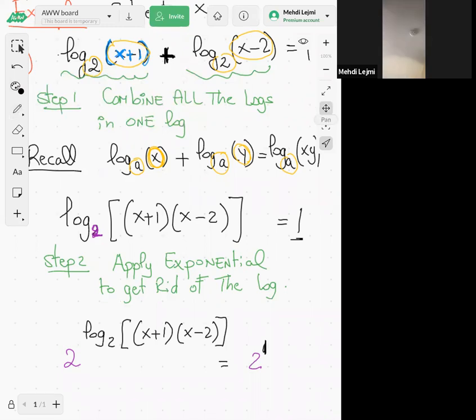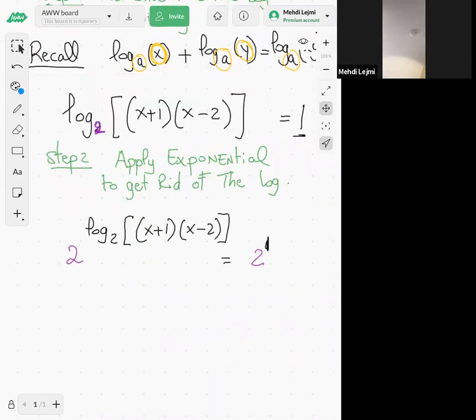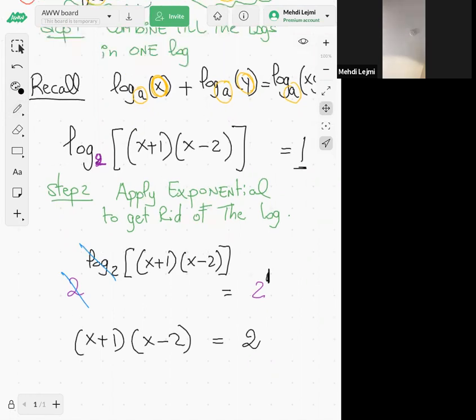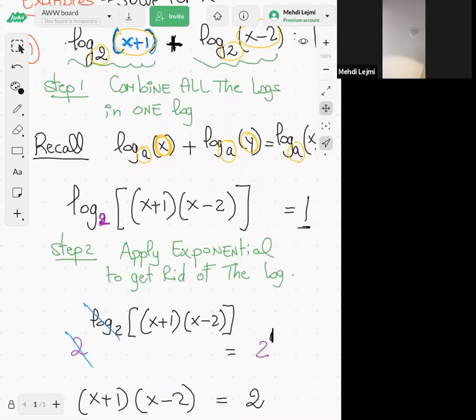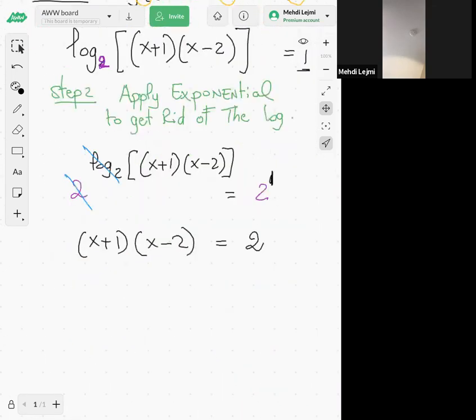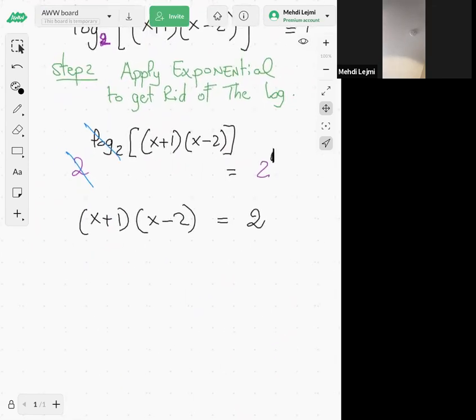Right? So then my log and my exponential, same base, they would cancel out. So this 2 and this log in base 2, they would cancel out. So now I'm going to have just x plus 1 times x minus 2 equals 2. So you see, guys, I first had an equation with two logs. I combined the two logs in just one log, and then applied the exponential to get rid of the log. Right. So now I have an equation with just x, so I can solve for x.